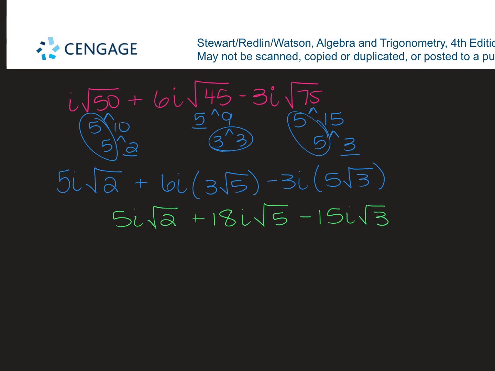From here, you are going to simplify whatever you can. In this case, you do not have any like terms because no number underneath that radical that's left over is the same. So because none of them are the same, you're going to leave it as that 5i square root 2 plus 18i square root 5 minus 15i square root 3. There is no a plus bi form with this since you do not have a term that does not involve an i. So in the order that it is right now is totally fine.